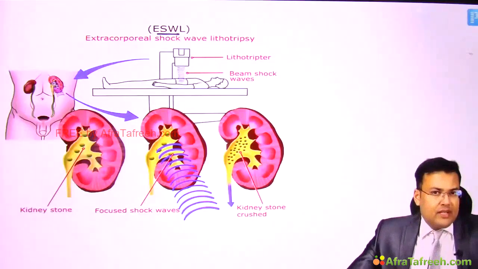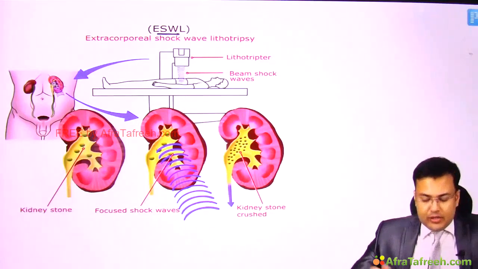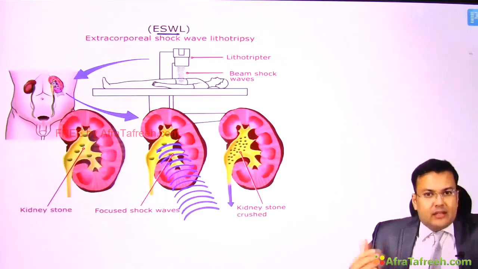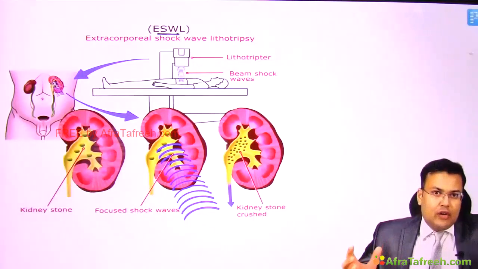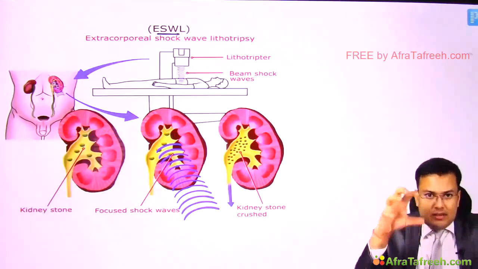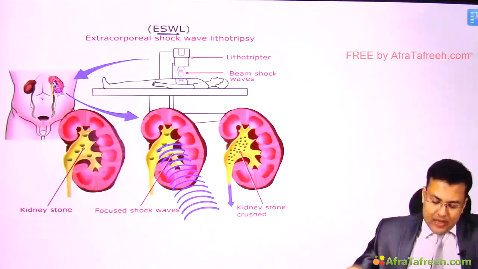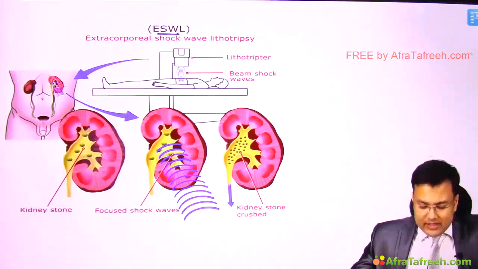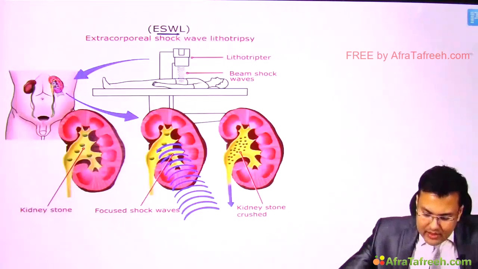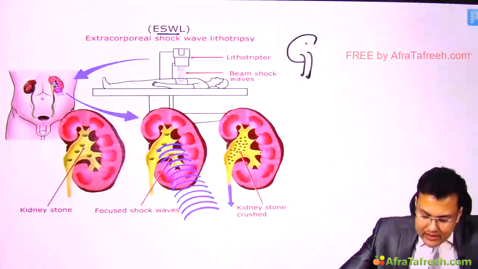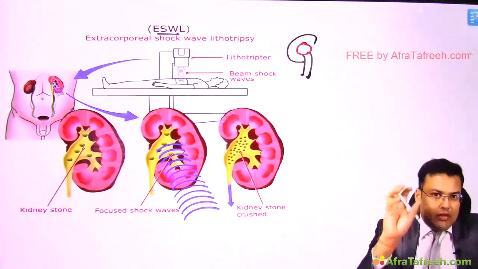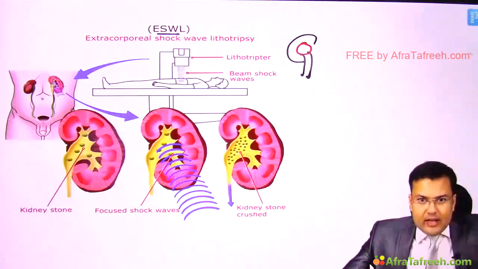ESWL, the full form is extracorporeal shockwave lithotripsy. The name is extracorporeal, which means the shock waves are generated outside the body, and after that these shock waves are focused inside the body. See, this is the kidney and this is the ureter, and in the kidney there is a stone. Whenever these shock waves are focused on the kidney, what happens?